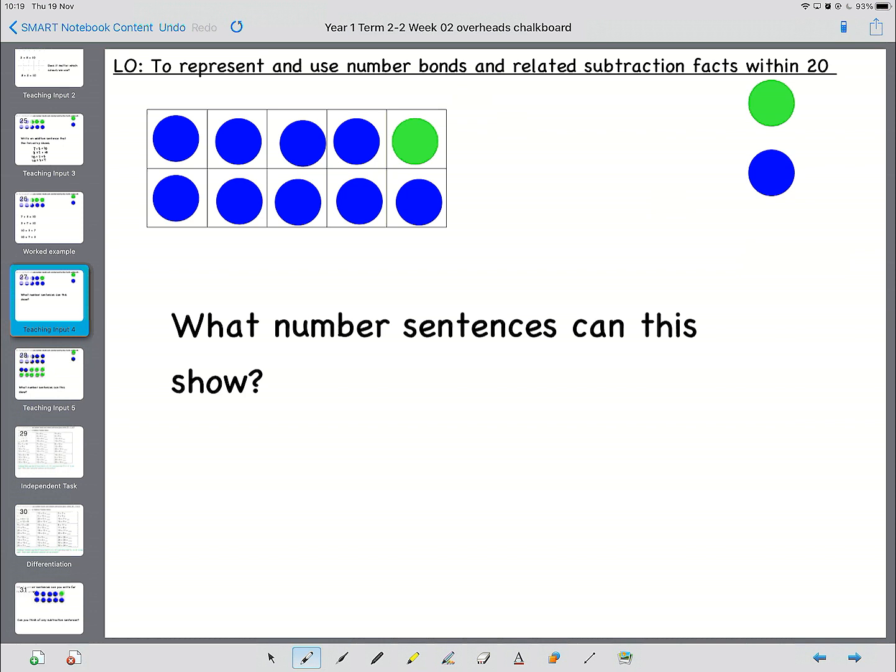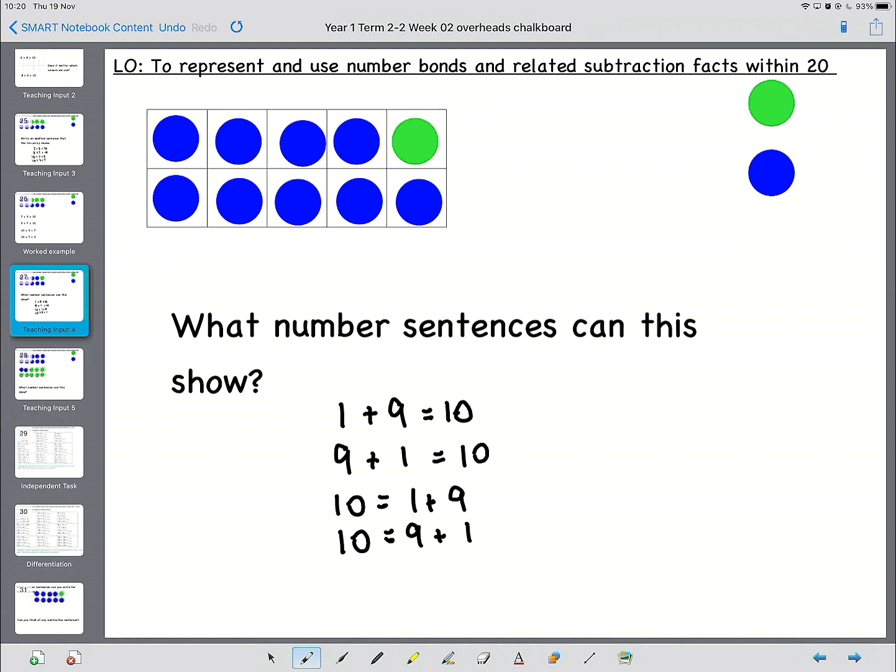So in no particular order, you will probably have 1 plus 9 equals 10. 9 plus 1 equals 10. It's quite useful to pair them like this. Then it's going to be 10 equals 1 plus 9, and 10 equals 9 plus 1.